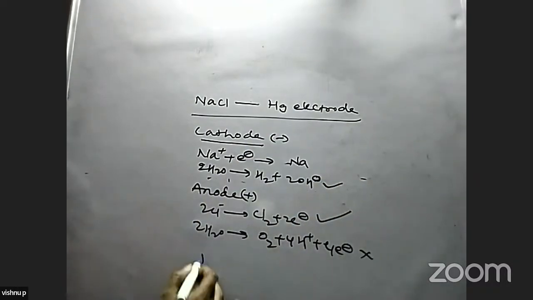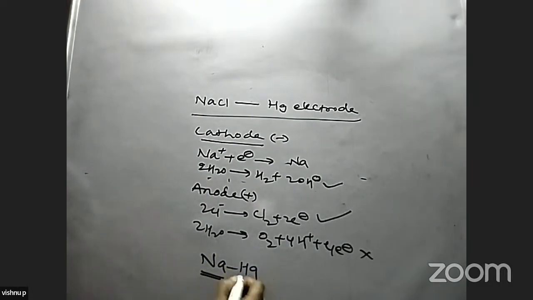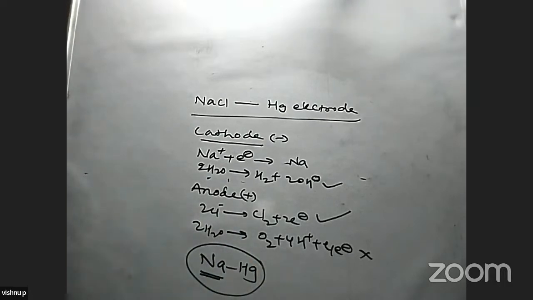But if you use mercury, the sodium present in that electrolyte reacts with the mercury and sodium amalgam is formed in this reaction. So what is the product formed in this sodium chloride electrolysis? Sodium amalgam is formed in this reaction. Amalgam means any metal that reacts with mercury, that mixture is called an amalgam. So how to know which ion is evolved at the cathode and anode? Here we use a simple technique.